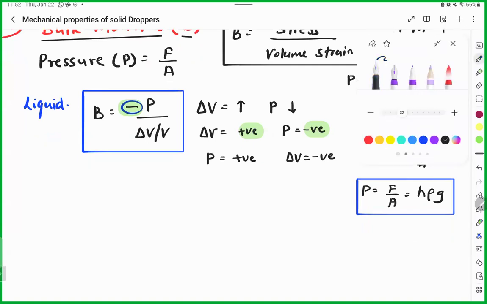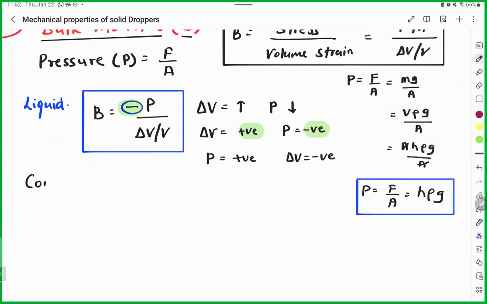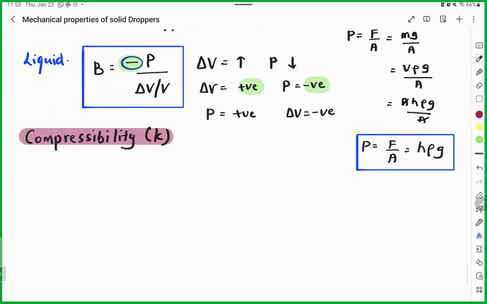Next is compressibility in the same topic. Very important, because I have seen, I think, 2 questions on this. Total questions are, I guess, 14 only. Compressibility. Extremely important because you might forget this. Other things are easy, you will never forget. This compressibility K is exactly opposite to the bulk modulus of elasticity. So it will be change in volume by original volume divided by pressure.